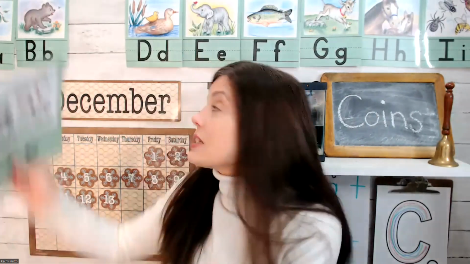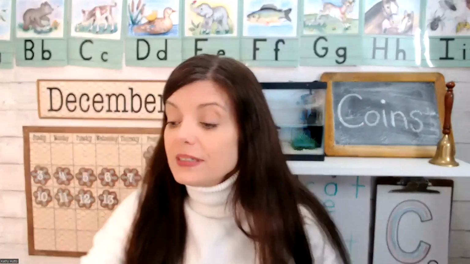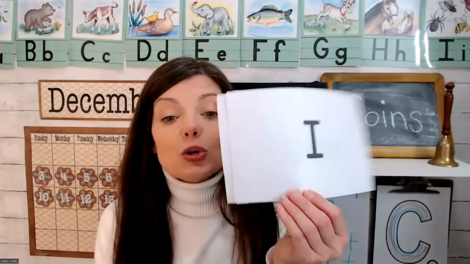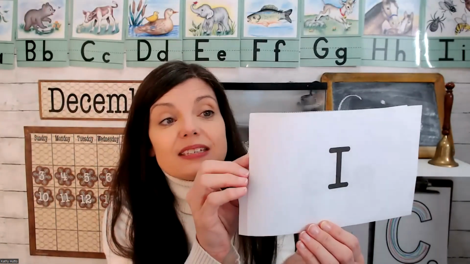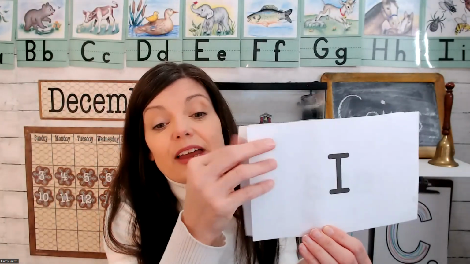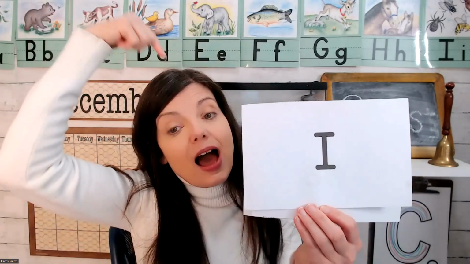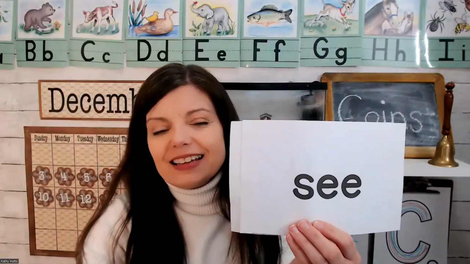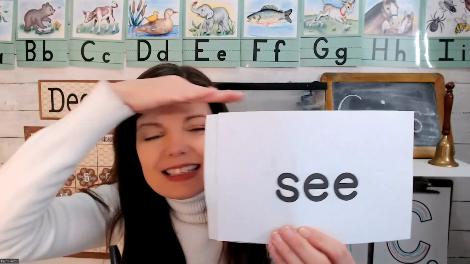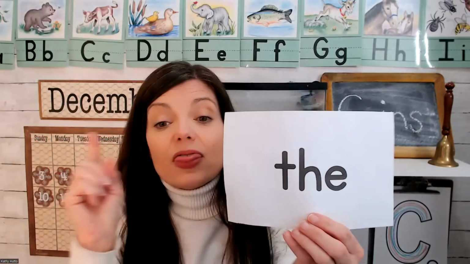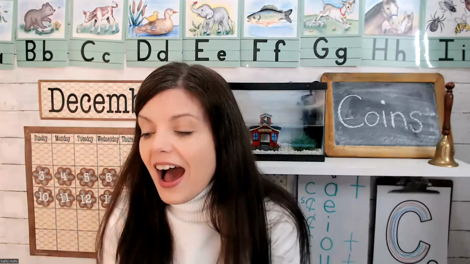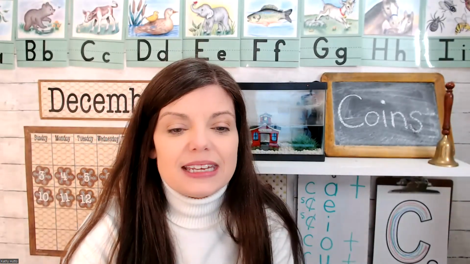That was our letter time, but we also have sight word time next. So see if you can help me remember what this sight word is. It's also a letter. What is it? I. I see the. Let's read our letter C book and practice those sight words.